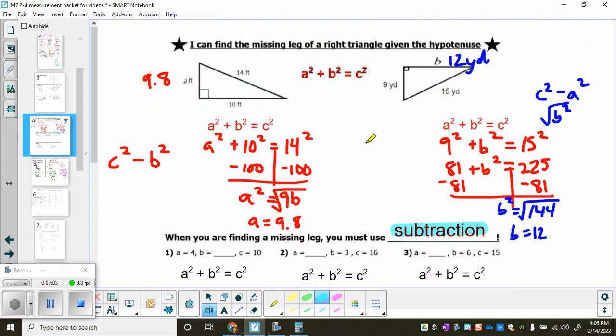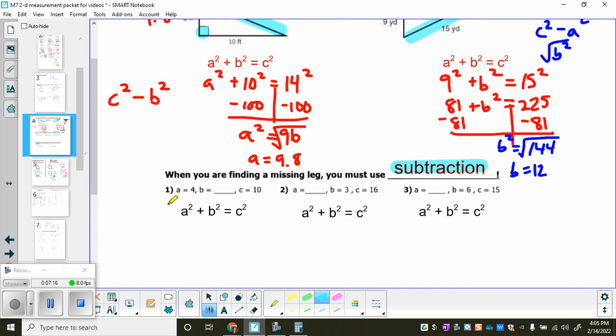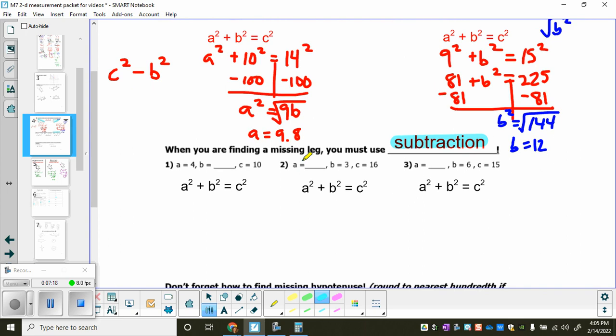Now these first two examples, I had pictures, and I wanted you to see again that across from the right angle, I might be giving you the hypotenuse. Now, if you see questions like 1, 2, and 3 here, you've got to decide what you've been given and what you need to find. For example, for the first one, you've been given that A is 4, you don't know B, and you've been given that the C is 10. So you've been given one leg and the hypotenuse. So that's kind of this new thing we're looking at for today.